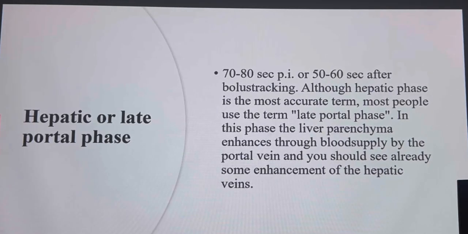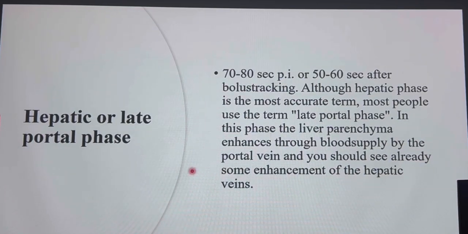The third phase is the hepatic or late portal phase. This is one of the most important phases in the contrast injection. Timing is 70 to 80 seconds post-injection. Forget about the bolus tracking. Although hepatic phase is the most accurate term, most people use the term of late portal phase. We call the earlier one the late arterial early portal phase. This case is called late portal phase.